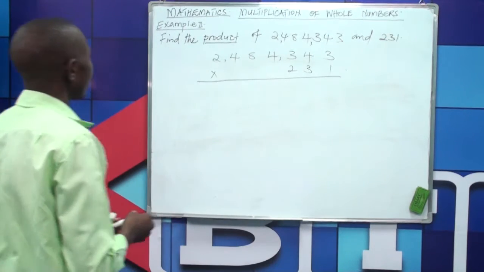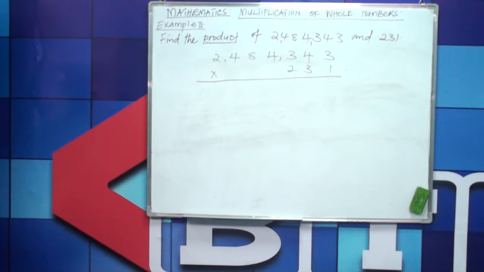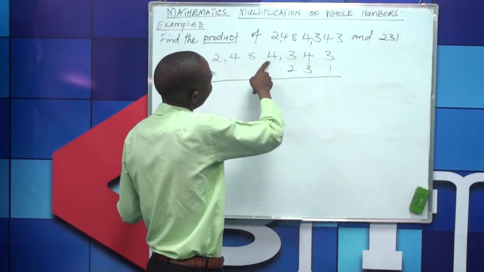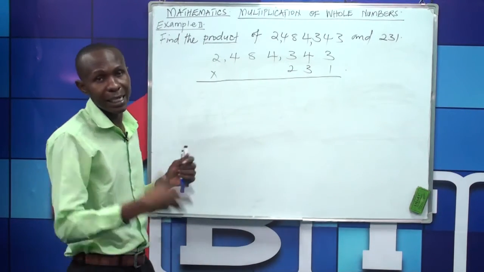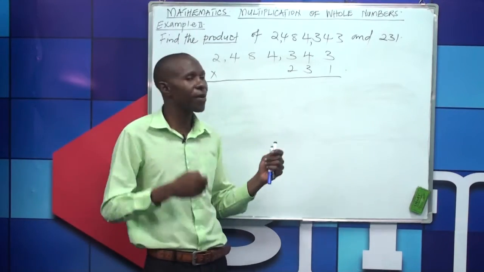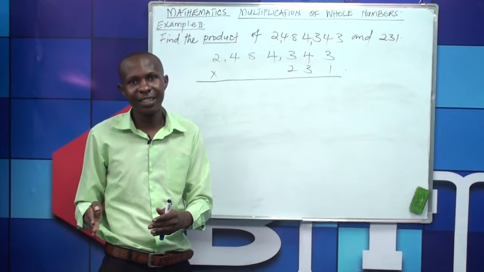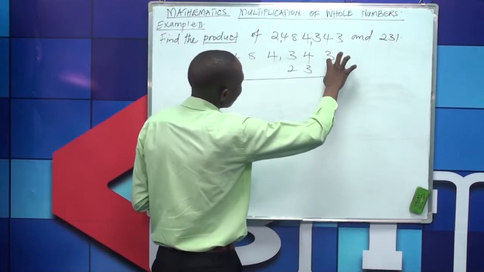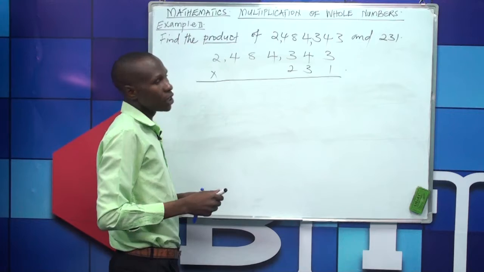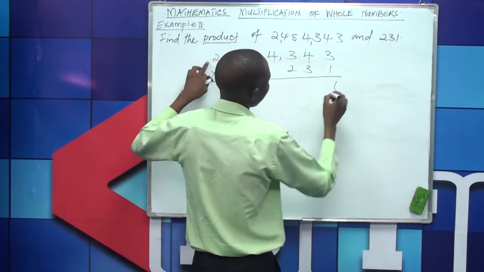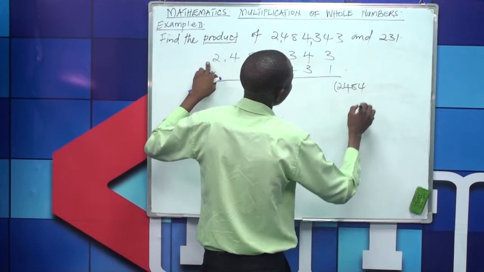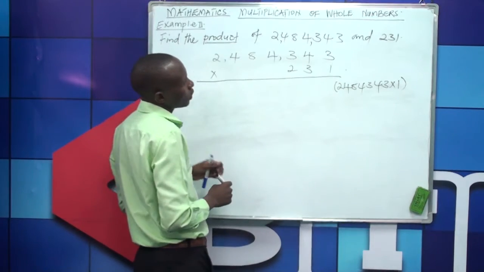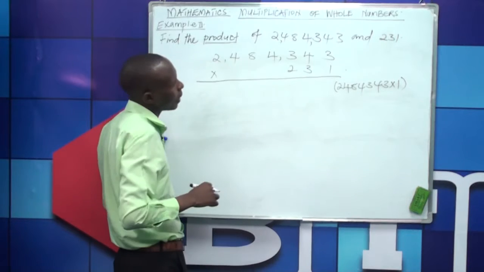So when you look at the first one, we shall say one times the whole of the number which is given. And which number has been given? The number that has been given is 2,484,343. So that is the number that they have given us to be multiplied by 231. So if we are to multiply this by that, then the first step we need to do is to find out the product of the first digit with the whole of the number. So I'll have my number, 2,484,343 times 1, because the first digit is 1. What does it mean? I'm going to have my first digit multiplied by everything up there.